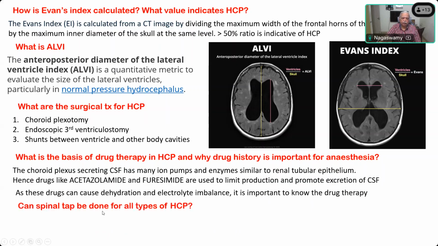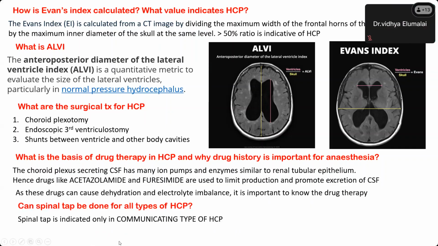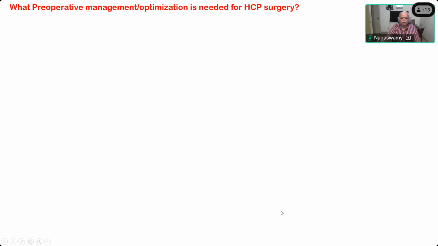Can spinal tap be done for all types of hydrocephalus to remove the pressure on CSF? No, sir. There will be herniation, sir. For non-communicating, we can't do spinal tapping, sir. Non-communicating, you can't do. Spinal tap is indicated only in communicating type. It's the other way around. Okay, yes.